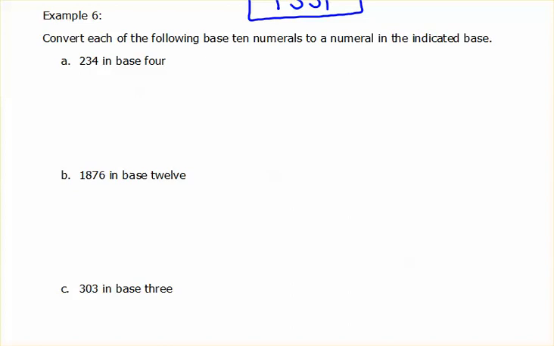This is example 6. And in example 6, we're going backwards from base systems. It says to convert each of the following base 10 numerals to a numeral in the indicated base. So these numbers are going to be our base 10 numbers, and we're going to be changing them into another base system. Now, again, we did an example of this in the introduction, so I want to see how much you guys got out of that.